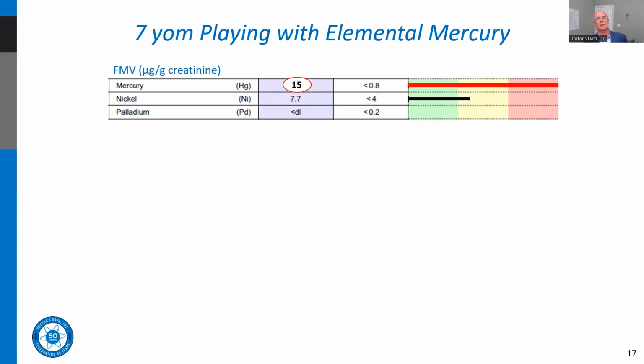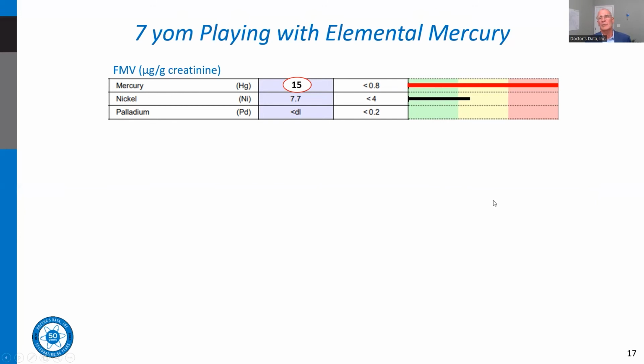The second case I want to show is very disturbing. A 7-year-old boy was playing with elemental mercury. He and his little buddies found a jar full of mercury in a local landfill, and he even had some in his pocket. And looking at his first morning urine void, his mercury level was 15. Again, it should be less than 0.8. We knew what the source was, and it was a big problem.